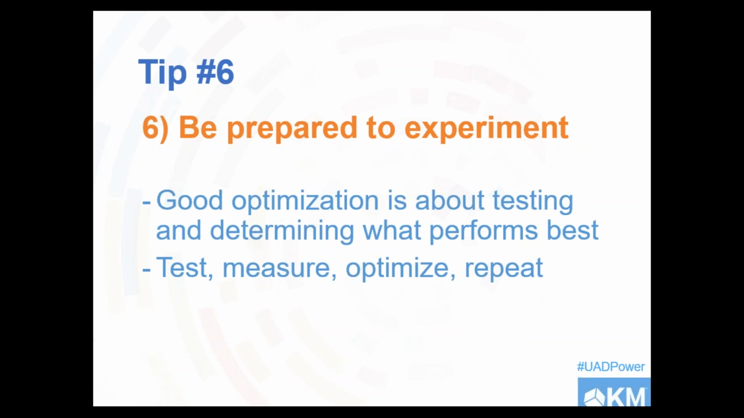So the last tip is going to be prepared to experiment. Good optimization is about testing and determining what performs best. Test, measure, optimize, repeat. Literally test everything. Test your subject lines, test the content, test the time that you send your email promotions, test follow-ups with the triggers. Should you send it an hour after somebody subscribes, or 24 hours later, a week later?